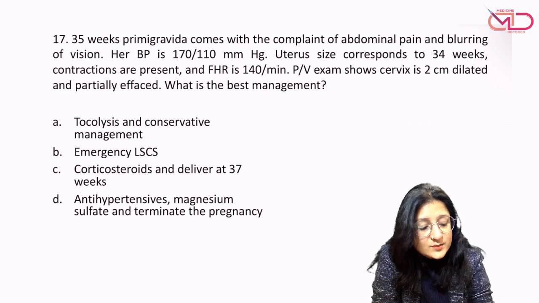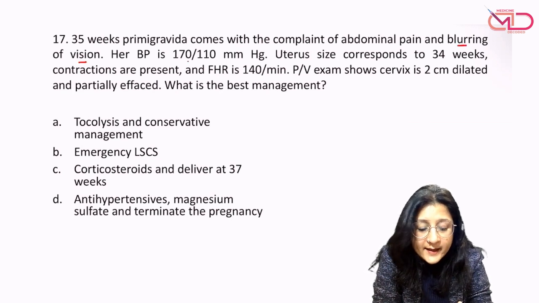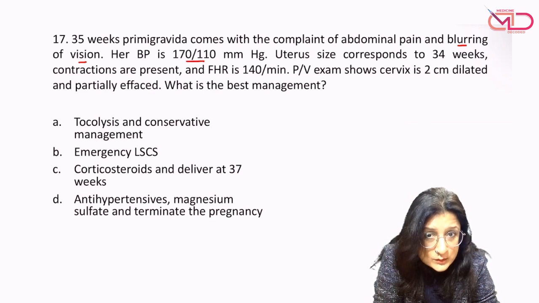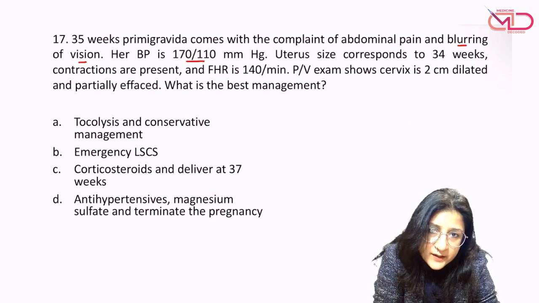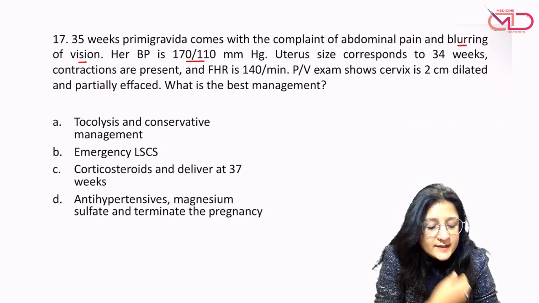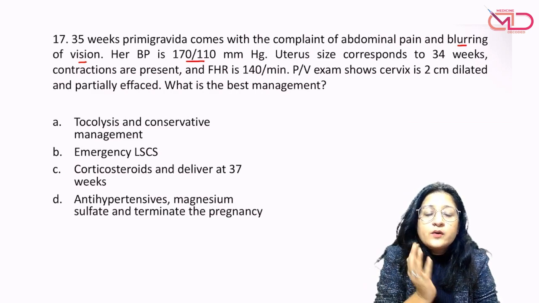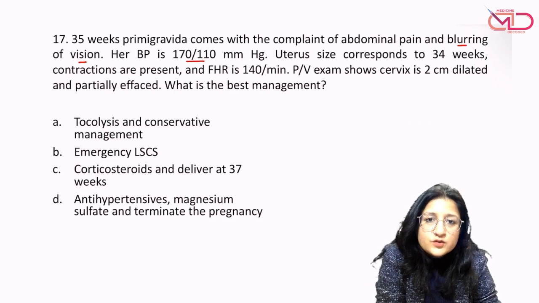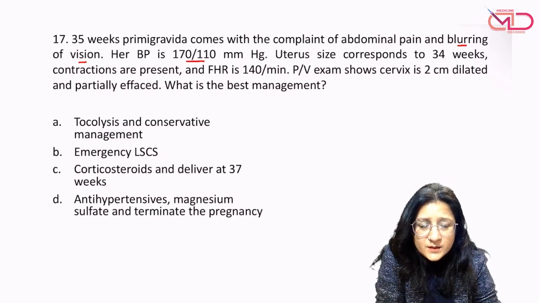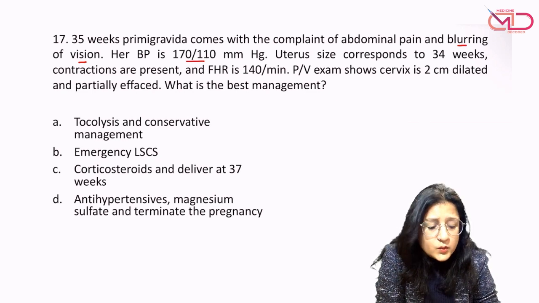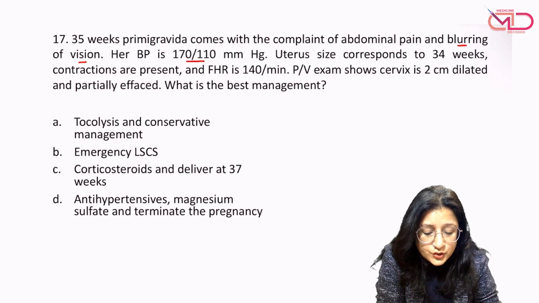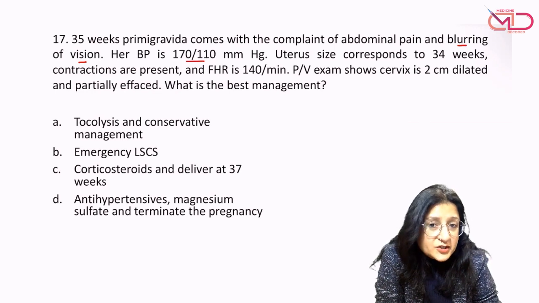So she has blurring of vision. She has high BP, right? So she has signs and symptoms of impending eclampsia also. And obviously she's fitting into the definition of severe preeclampsia. So when she has severe preeclampsia and she is already beyond 34 weeks, then there is no point in continuing the pregnancy further, right? And moreover, in this question, she has already gone into labor, it seems, right? So one should go for termination of pregnancy.